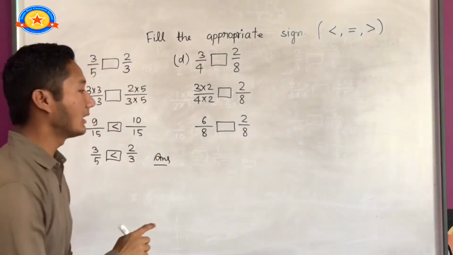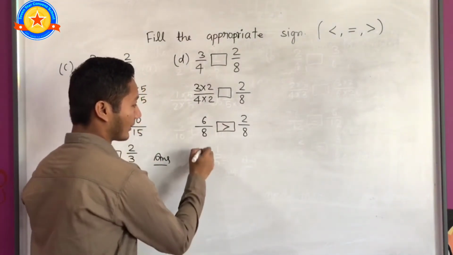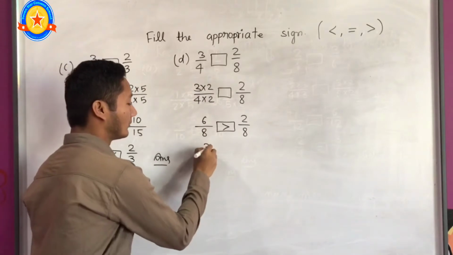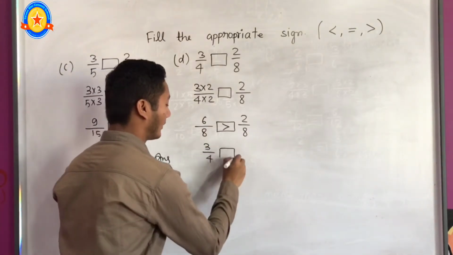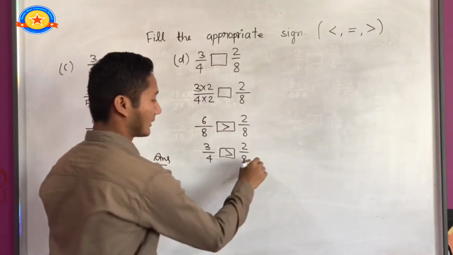Now we can say 6 by 8 is greater than 2 by 8. Write in original form, 3 by 4 is greater than 2 by 8. This is our answer.